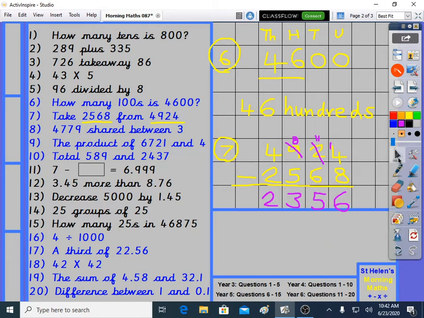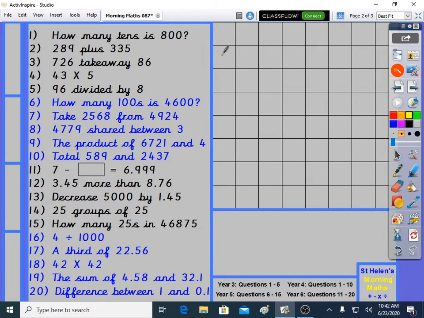2,356. Time for question 8. What's question 8? As you know, they're all mixed up now, so it's not, it used to be plus, minus, times, divide, all in order, didn't it? Not anymore. It's division now, because shared is division.